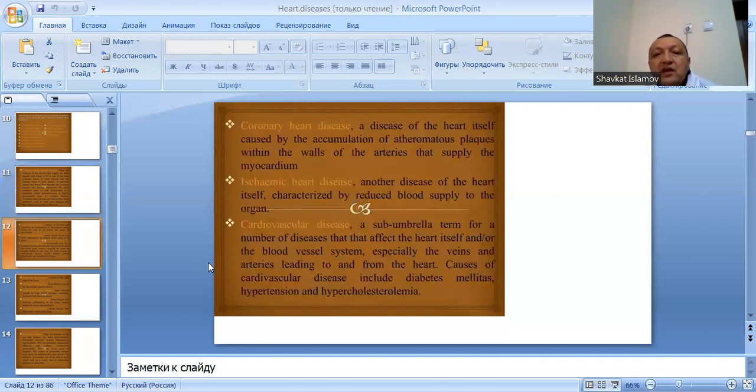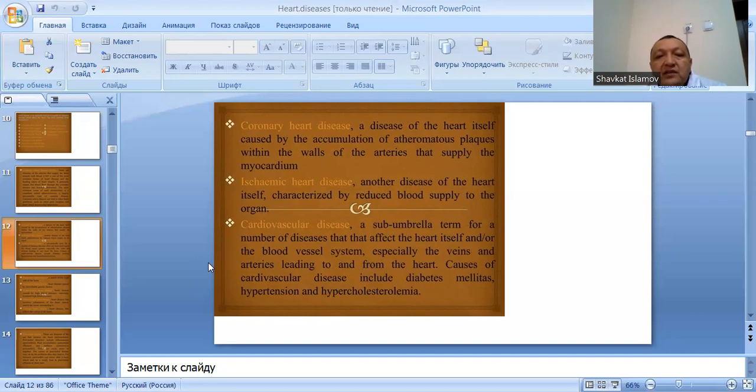Coronary heart disease, a disease of the heart caused by the accumulation of atheromatous plaques within the walls of the arteries that supply the myocardium. Ischemic heart disease, another disease of the heart, is characterized by reduced blood supply to the organ.